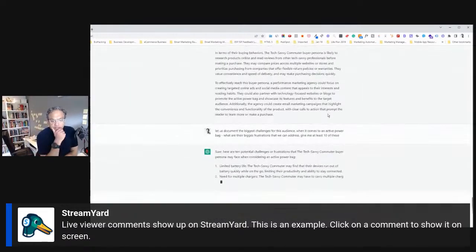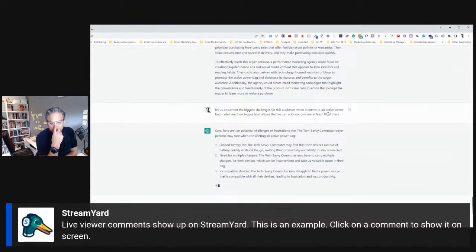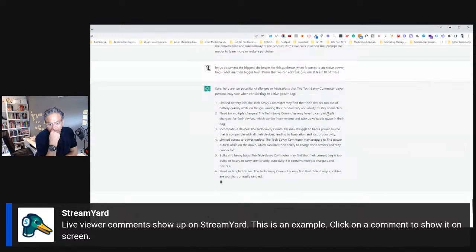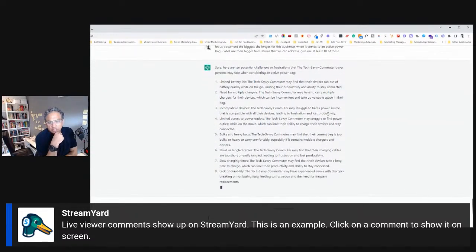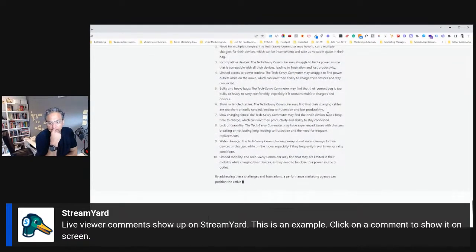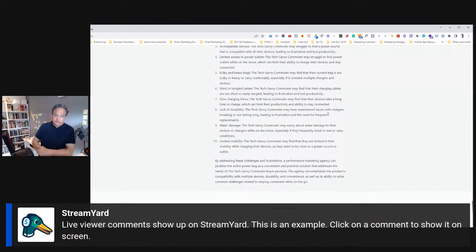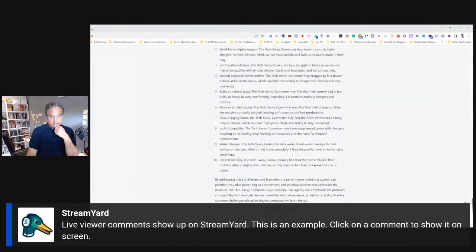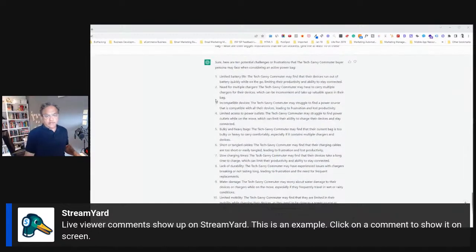Remember, these are just ideas. Limited battery life, need for multiple chargers, incompatible devices, limited access to power outlets, bulk and heavy bags, short tangled cables, slow charging times, lack of durability, water damage, limited mobility. Okay, some of them are interesting. Obviously not all of them are, but some definitely make a cut above the rest in order to figure out where we are going with this. Let's keep going. I'm not going to save any of this at the moment.